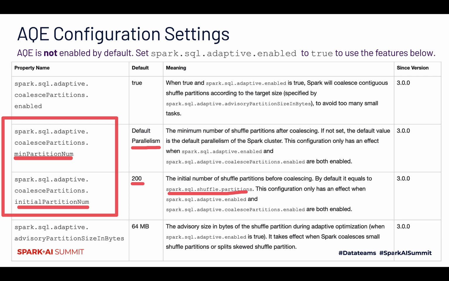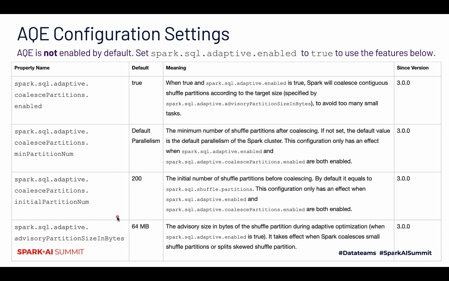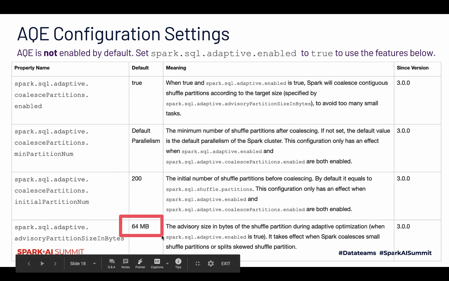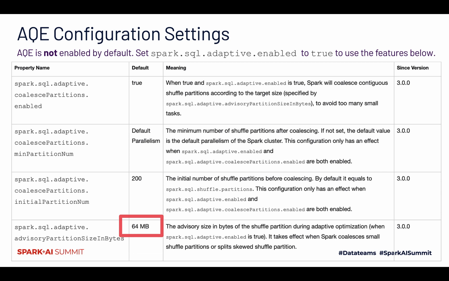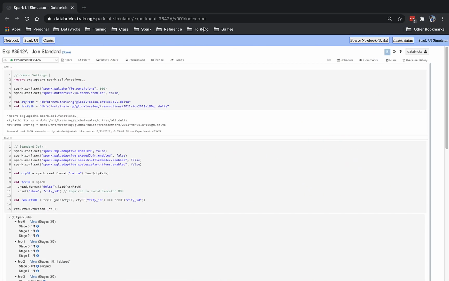And how do we decide how many to coalesce down to? That's controlled by this final setting, advisory partition size in bytes, which defaults to 64 megabytes, and it says, I would like each partition to ideally be 64 megabytes if you can make that happen. And you can increase that number if you've got a lot of memory in your computer. So now, let's take a look at a demo.